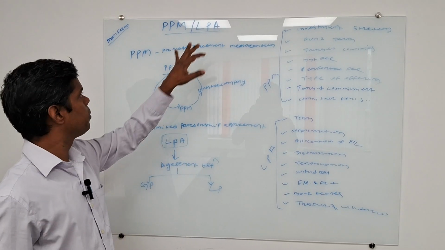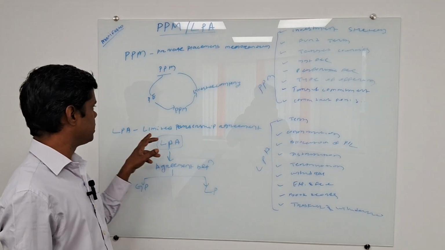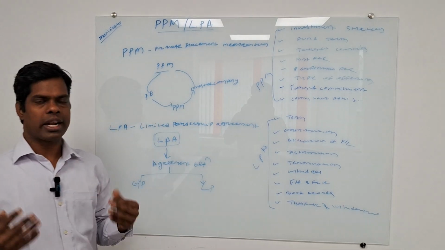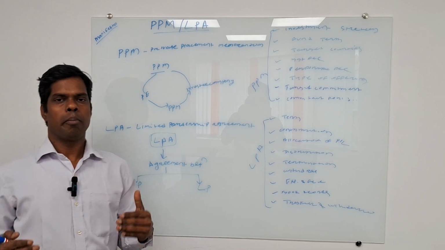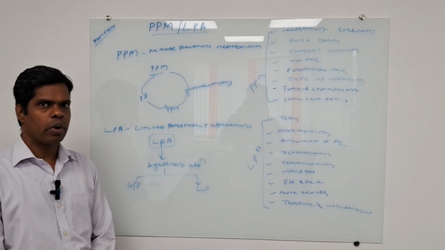What is the full form of PPM? It is the Private Placement Memorandum. What is the full form of LPA? It is the Limited Partnership Agreement. Today we will discuss the difference between LPA and PPM and the main role of these two documents.